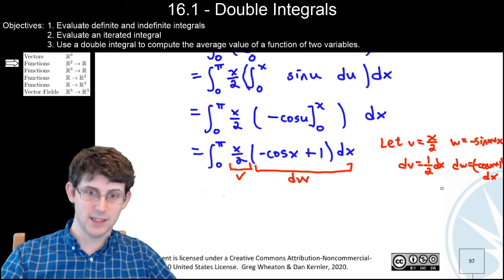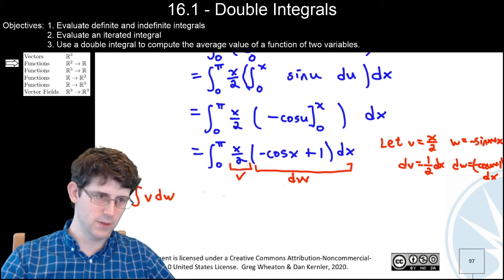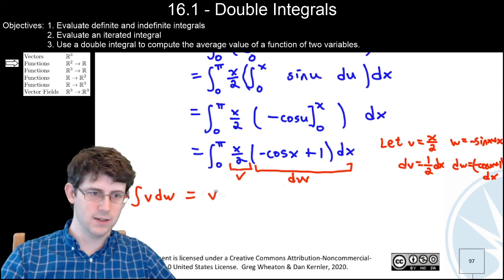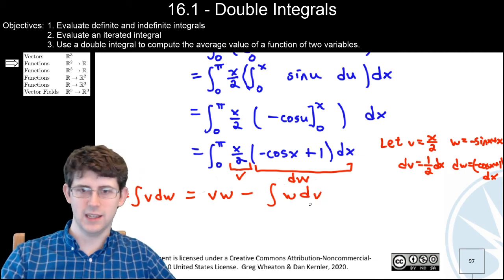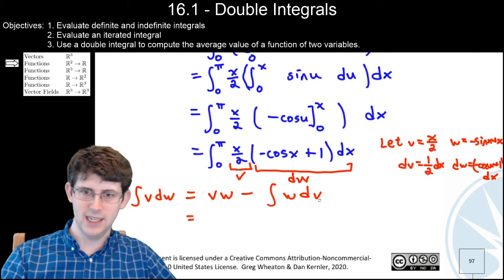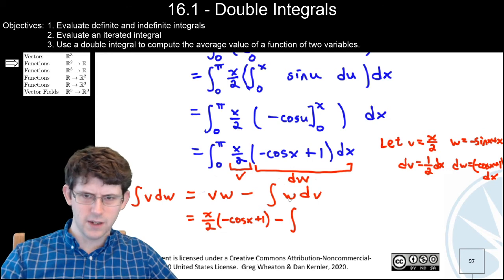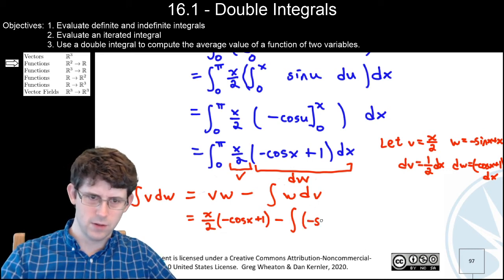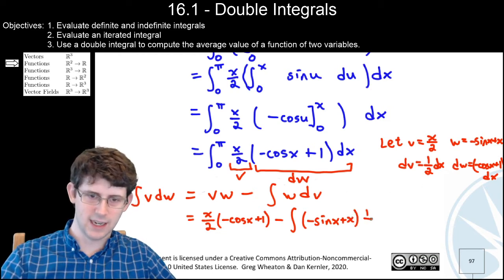Integration by parts says that the integral of v dw is vw minus the integral of w dv. And hopefully this new integral is easier than the previous integral. So let's copy it down. v is x over 2. w is minus cosine x plus 1. Now I have an integral of w, minus sine x plus x, times dv, and dv is half dx.